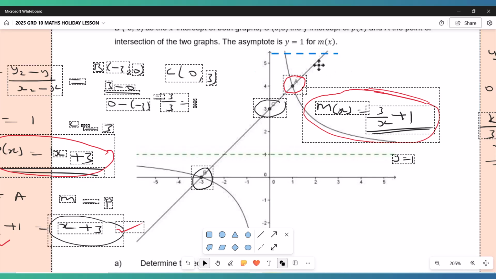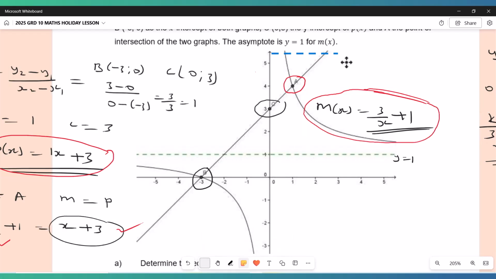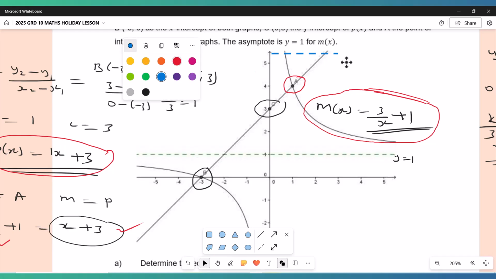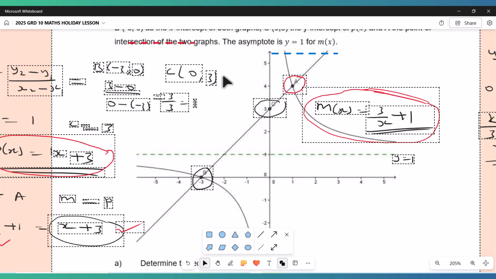I don't know why it doesn't work out the way I want. Okay. Sorry about that. Let me choose it again.